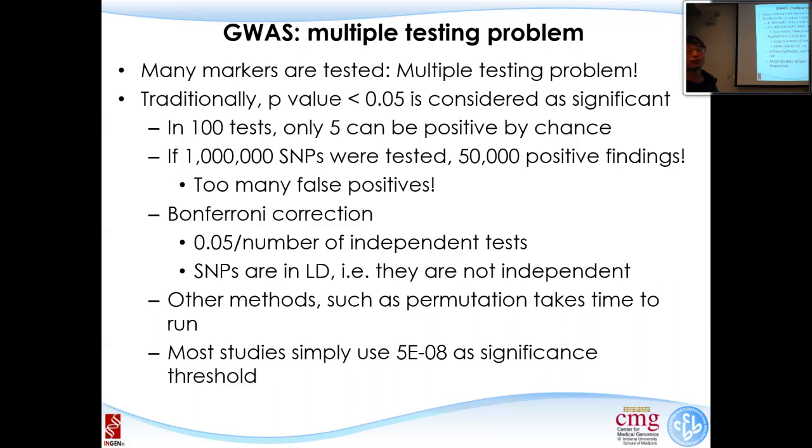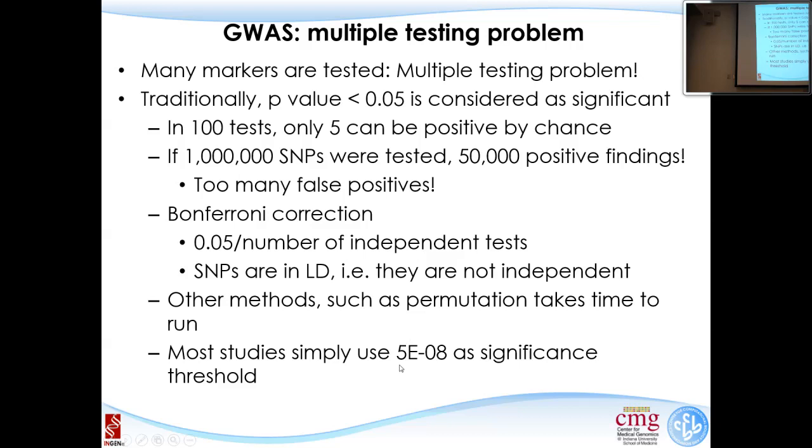The right way to do this is to use a Bonferroni correction. So instead of using 0.05, if you are testing 1 million SNPs, your threshold will be 0.05 divided by 1 million. But that is too stringent, because more or less all of these SNPs are in LD. If you use that threshold, you barely can find anything. There are other ways: you can do a permutation, or you can use a false discovery rate, but this takes too much time to run.